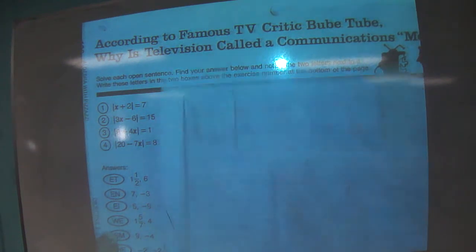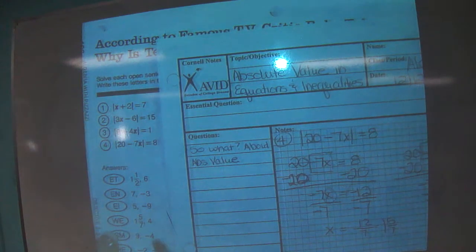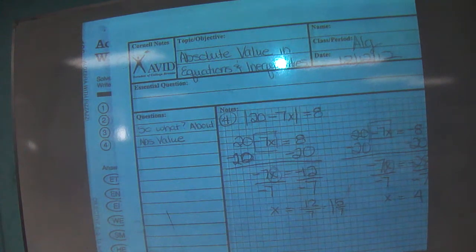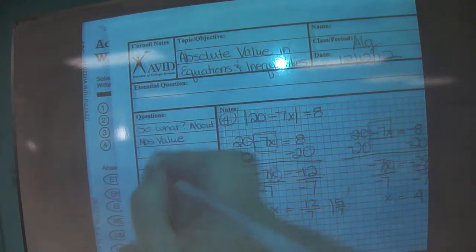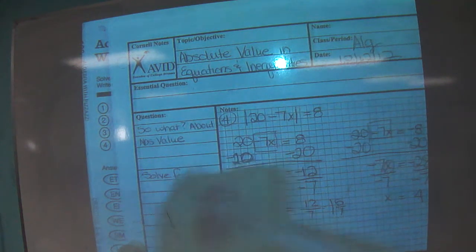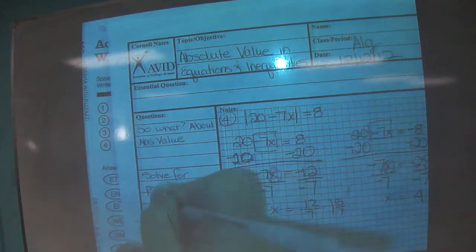I'm sorry, did you have a question? No. That's why you have 2 answers here, 1 and 5 sevenths and 4. So what is it about absolute value? You solve for both positive and negative value. So we have to solve for positive and negative value.